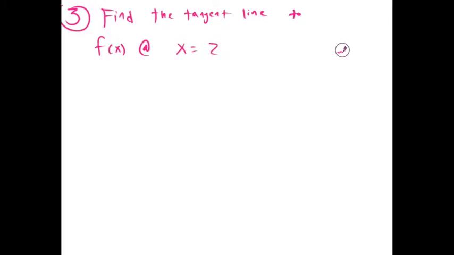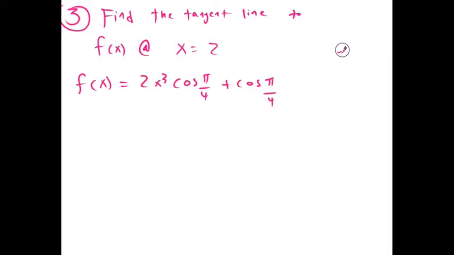So we're going to find the tangent line of f at the point x equals 2, where f of x equals 2x to the third times cosine pi over 4 plus cosine pi over 4.